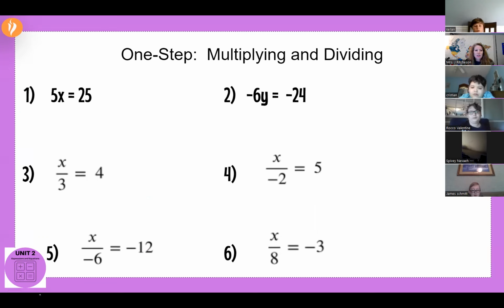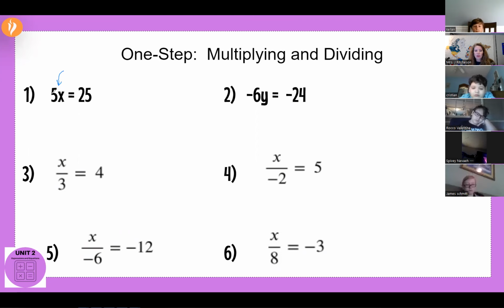All right, so last week, I don't know if we did many of these. I think we did. So the opposite of multiplying is dividing, which makes the opposite of dividing multiplying, right? So right here, this literally means 5 times x. Oh, we did do these. We didn't do number 4. We did the rest of them.